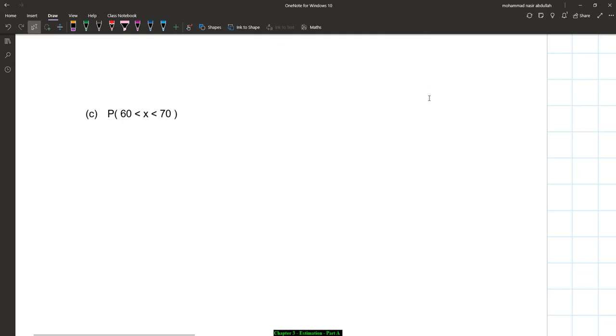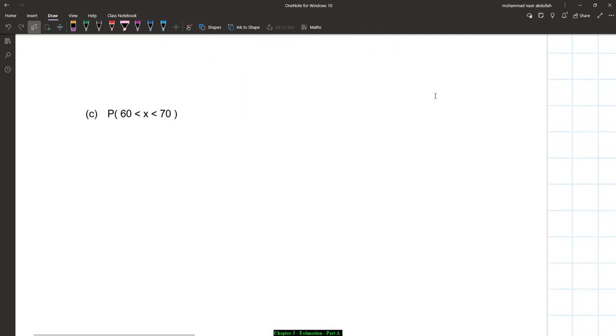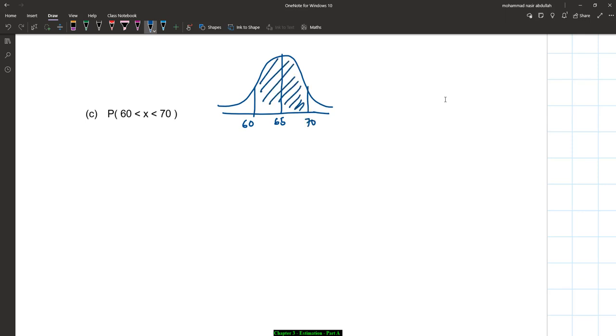Next, let's look at the next example. Sudah? Sudah ke belum? Right, so let's look at C. Same procedure, right? So the mean is equal to 65. This is 60, this is 70. So we are trying to find this area. So this is the first step, right?